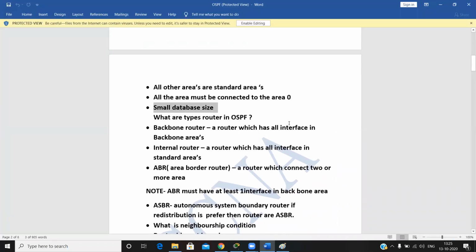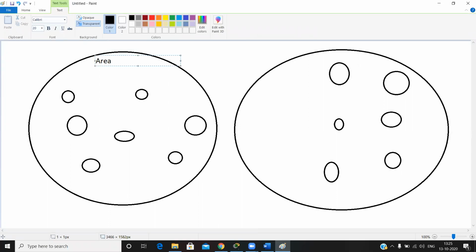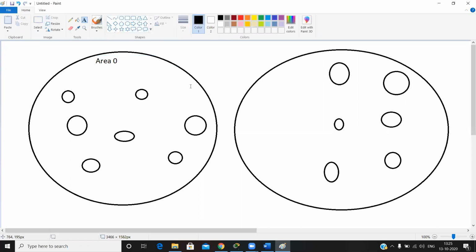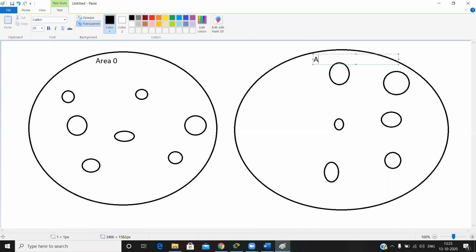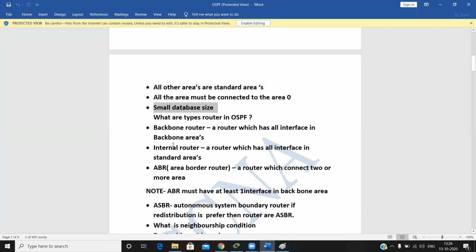After that, we have types of routers. First we talked about area 0. Always we have one area whose number is 0, because area 0 is the backbone area, and all other area numbers are standard areas. So we have types of routers: backbone router, internal router, and ABR, and many other types.